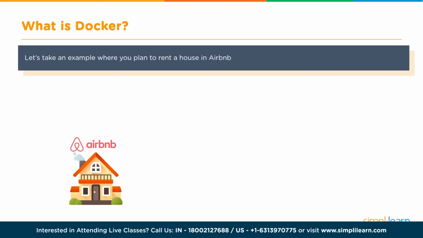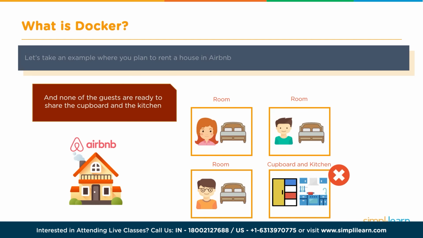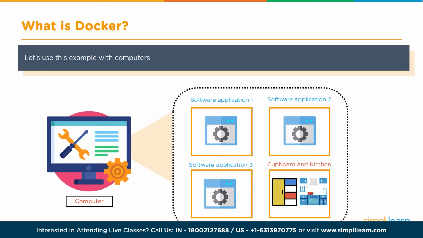So let's take an example of what Docker is by using a house that may be rented for someone using Airbnb. In the house, there are 3 rooms and only 1 cupboard and kitchen. And the problem we have is that none of the guests are really ready to share the cupboard and kitchen because every individual has a different preference when it comes to how the cupboard should be stocked and how the kitchen should be used. This is very similar to how we run software applications today.